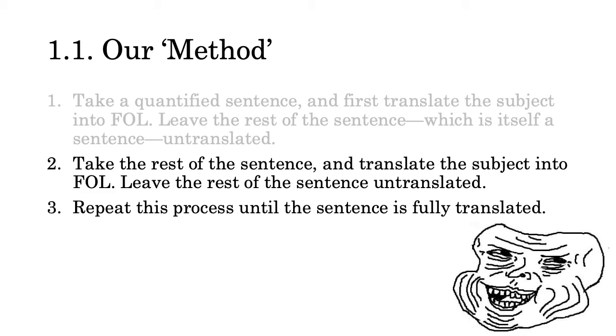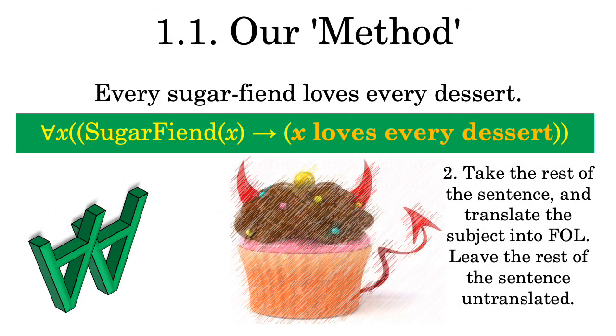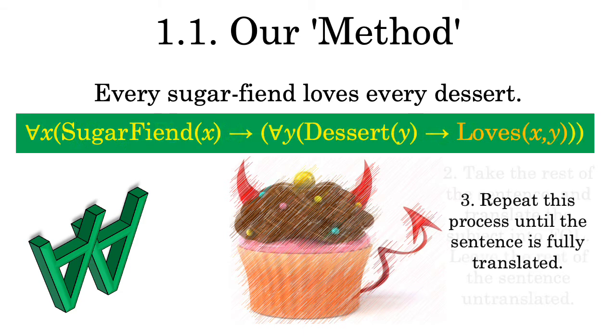We have this untranslated part of the sentence, so we translate the subject of that sentence into first-order logic. We leave the rest of the sentence untranslated. Let's once again go back to our example to see how that looks. So in our example, the remaining bit is X loves every dessert. And we can basically translate this using stuff that we already know. And that's what we'll do. And this is what we end up with. We end up with the sentence which we saw in the last lecture. So we can see that the method that we've been using is fairly reliable for sentences of this sort.